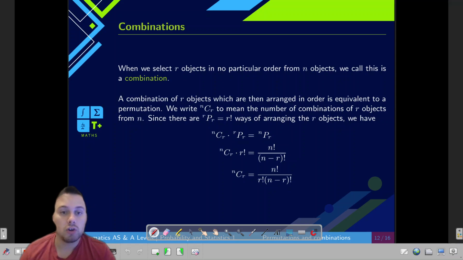We have been talking about how to arrange objects when the order is important, and that is what we call a permutation. In this particular video, I'm going to be discussing what happens when the order is not relevant for us. So that is what we call a combination. And then I'm going to finish the video with some comments on how to use this with probability. So that's the gist of this idea.